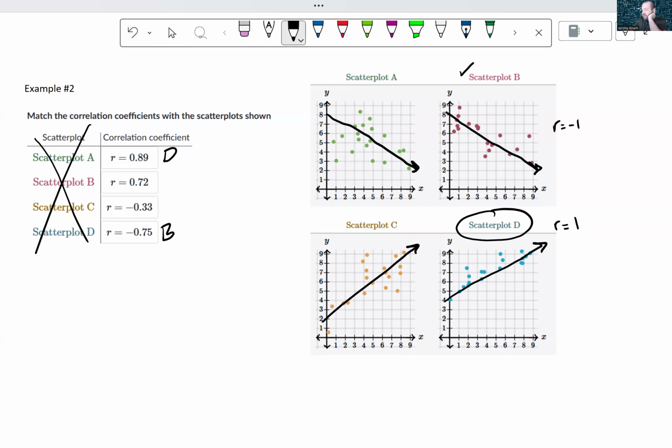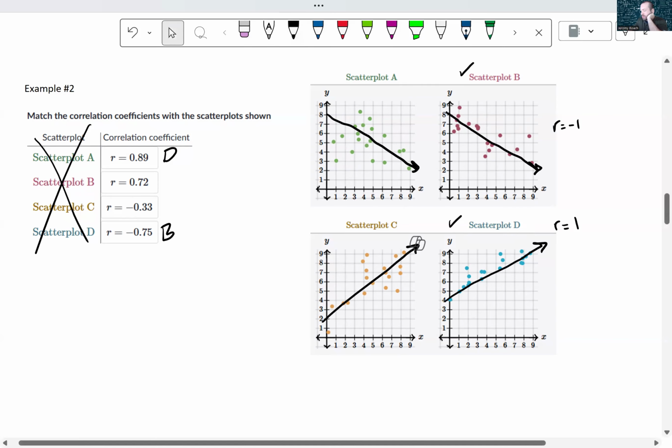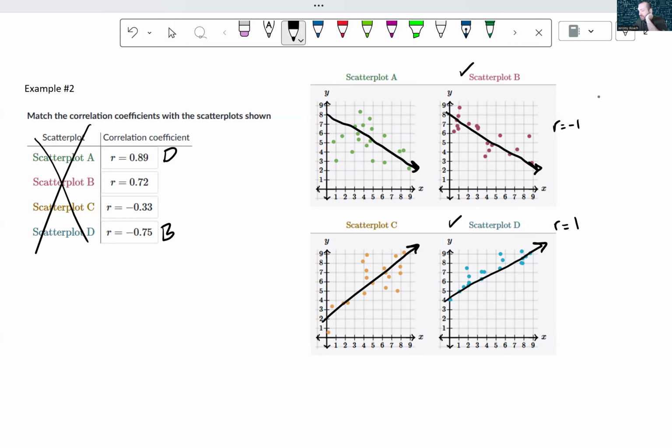Okay, we'll check off B and D. We've done those. And now we're just going to see what's left over. So A is negative, C is positive. We only have one negative and one positive left over for our answer choices. A is negative, C is positive. So that's all you have to do with the correlation coefficients.